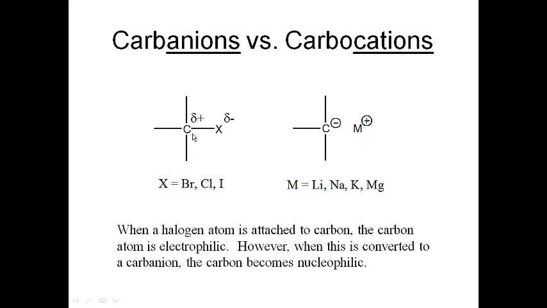So here's a carbocation, or here's the precursor to a carbocation. If you have a halogen attached to a carbon, the carbon-halogen bond creates a delta minus charge on the halogen and a delta plus charge on the carbon. Of course, if this carbon-halogen bond breaks, we end up with a carbocation and our halide ion. The carbon then becomes an electrophile, and we can react with a whole bunch of nucleophiles.